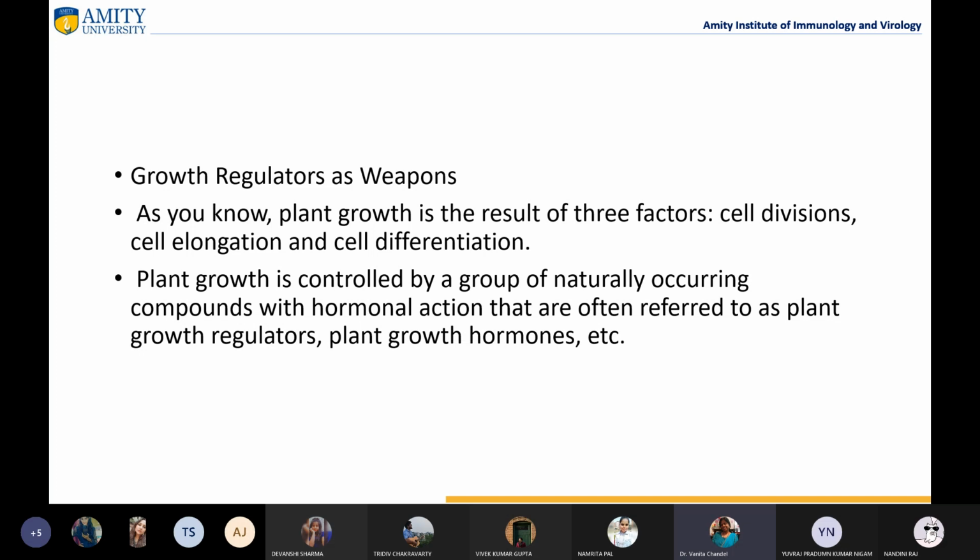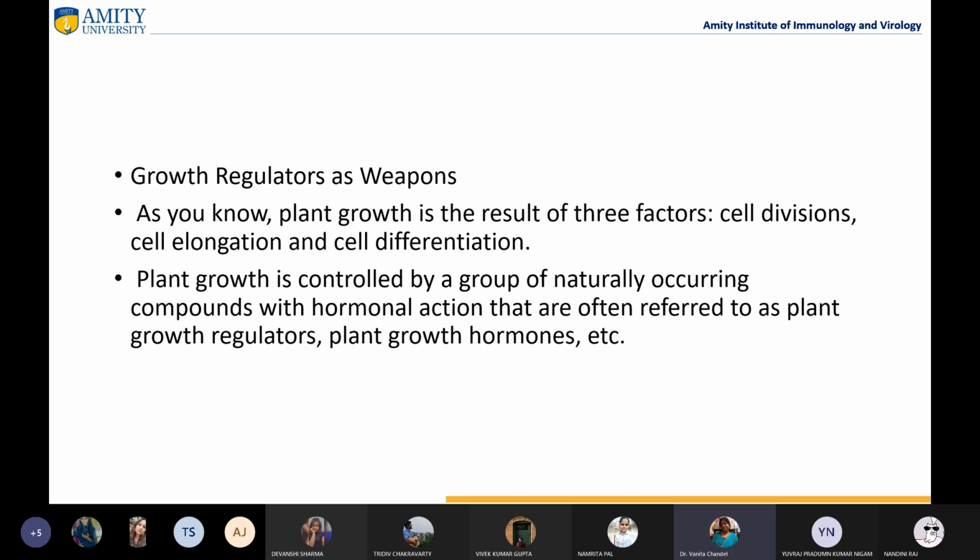Then growth regulators as a weapon. We all know growth regulators, or plant growth hormones, are required in a certain amount to carry out the normal functioning of the plant, right? Plant growth is a result of cell division, elongation, and cell differentiation, and in some steps growth factors or growth regulators are important. So plant growth is controlled by naturally occurring compounds with hormonal actions that are referred to as plant growth regulators or plant growth hormones.